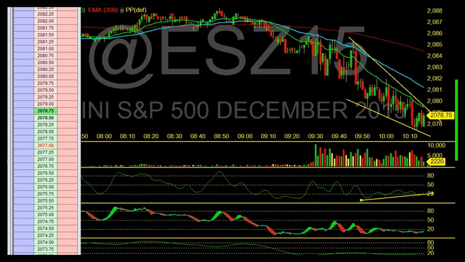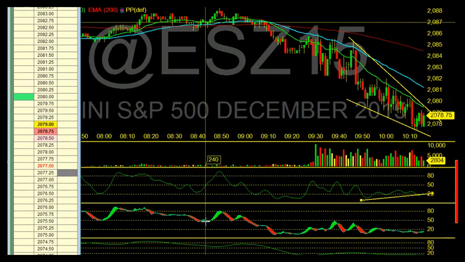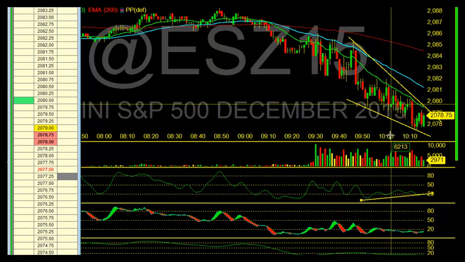Now we start to bounce here. You can't be chasing these things too much. It's very choppy. I am seeing those divergences playing out, though. We're going to go for it again. We'll put our stop right underneath the recent lows. Just put a market order in there. You know, I'm kind of chasing this.